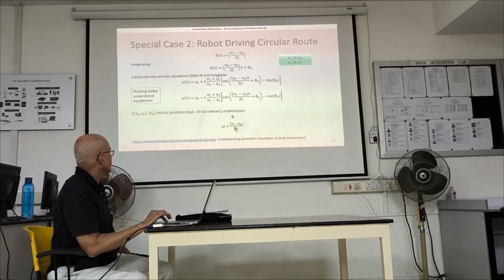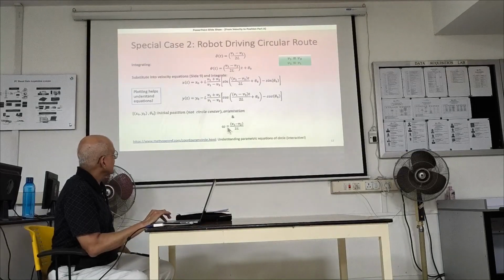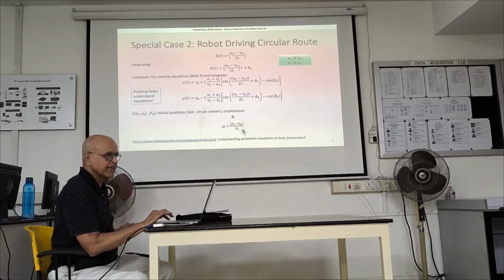And this one is a straight integral of that. So theta dot of t is also omega. You can put theta dot of t equal to omega because it's the same thing, and that's what we get for omega.